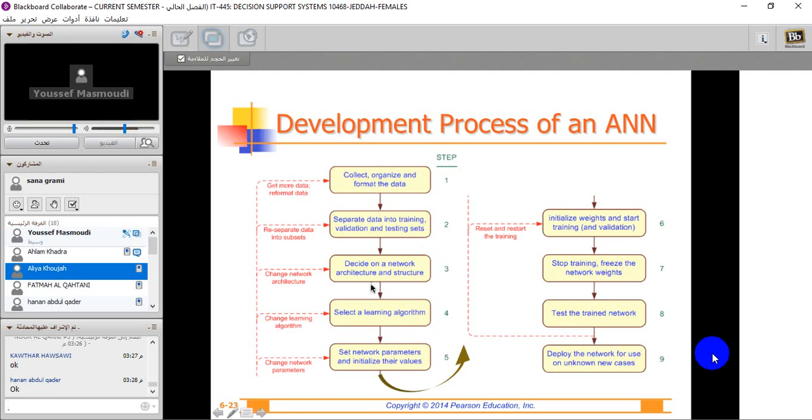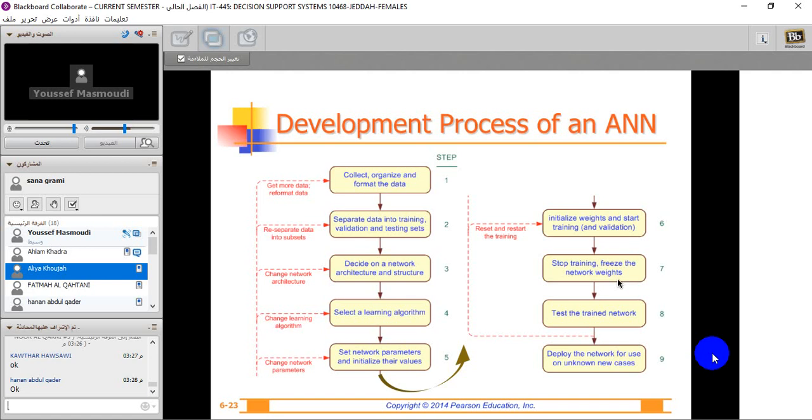Then step number 4, select a learning algorithm. Step number 5, select network parameters and initialize their values. Step number 6, initialize and start training and validation. Step number 7, stop training and freeze the network weights.